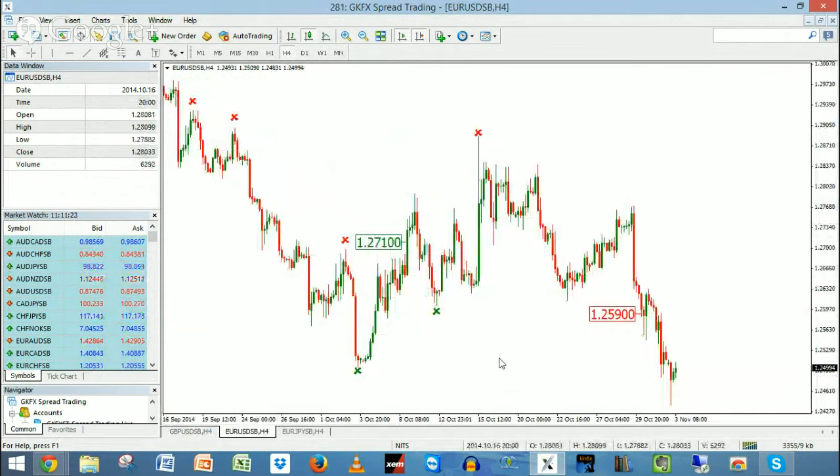Euro USD, I reported that we took a short entry last week. We made a low here and then we came up and made a high. I'm not convinced that the bulls are back in charge if this high gets taken. It's just not significant enough.